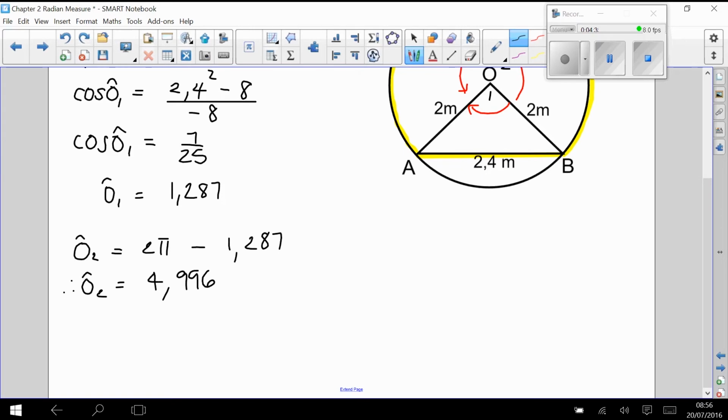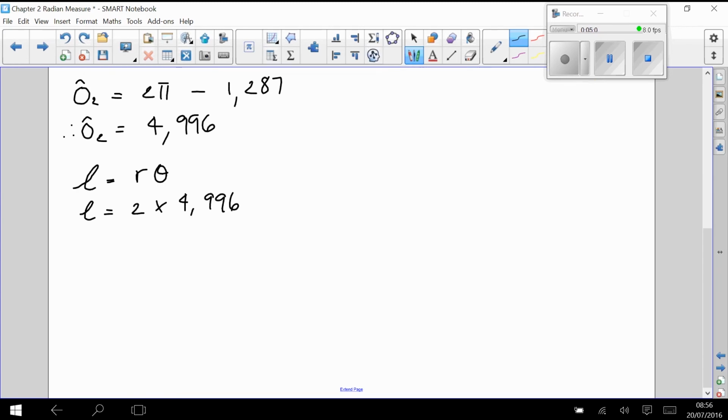As I've got the angle and I've got the radius, I'm now able to find the arc. And the major arc that I am going to find is the arc C. Finding the arc C, I'm going to say that the arc could have been found if I'd taken the radius and timed it by the angle. In other words, that is going to be 2 times my angle of 4,996. So the arc length for this pond is going to be 9,99 meters.